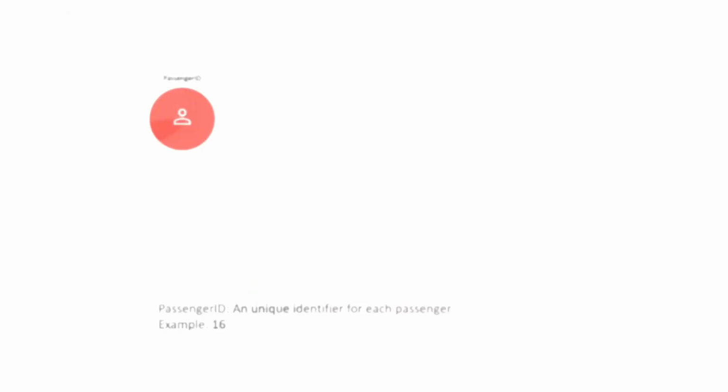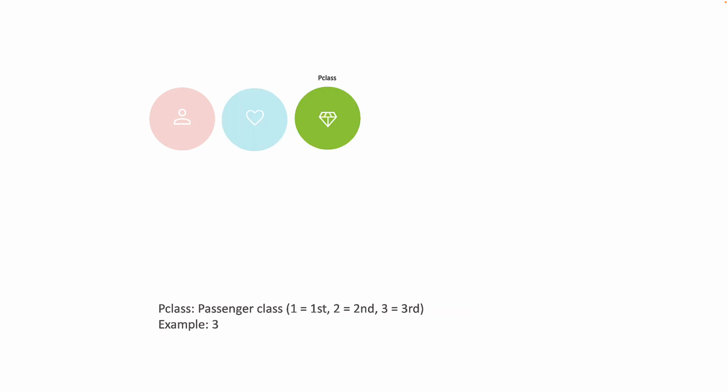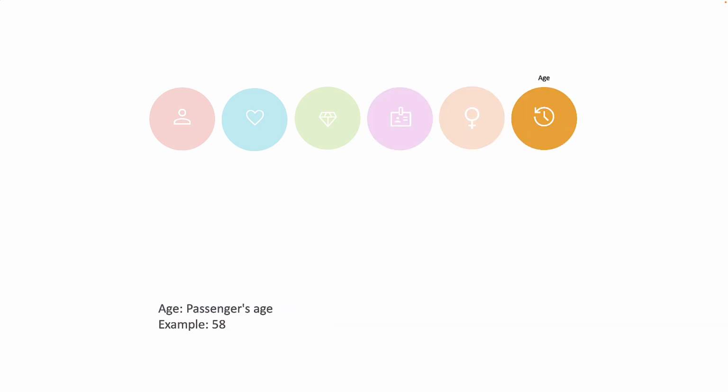The Titanic dataset we are working with today contains passengers' information from this ill-fated voyage. One of the reasons that makes this data so unique is the amount of fields that we can explore. The first field is the passenger ID, a unique identifier for each passenger. We have survived, whether the passenger survived or not, which would be 1 or 0. Then we have Pclass, which is the passenger class. The name of the passenger. Then we have sex. Then we have age.